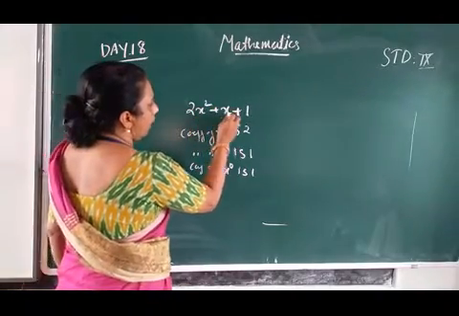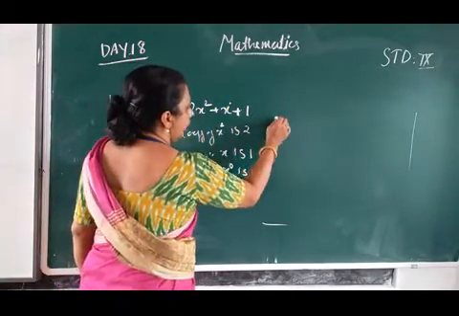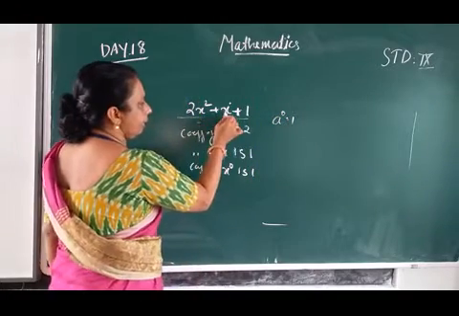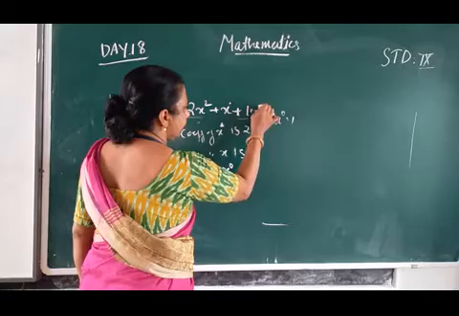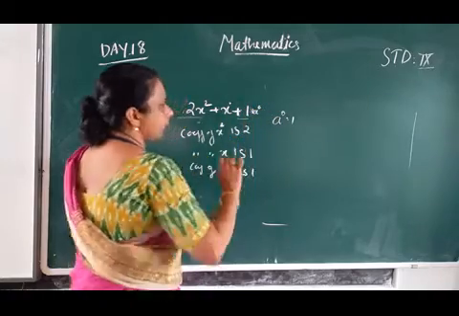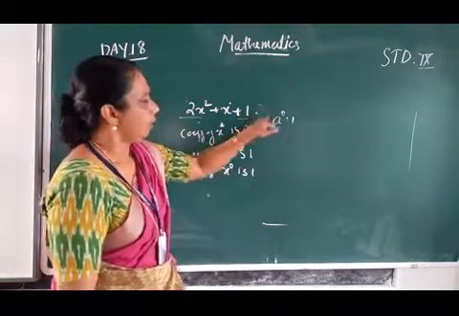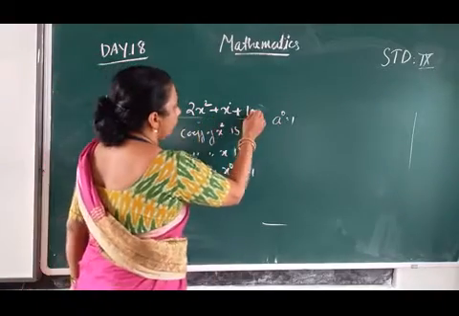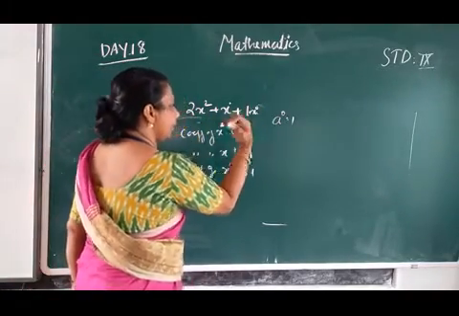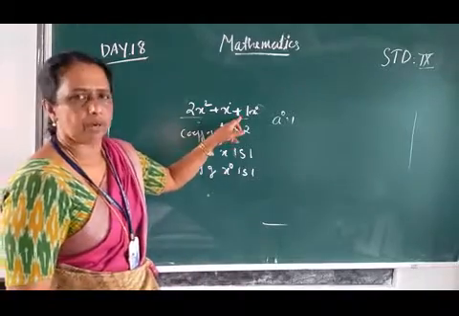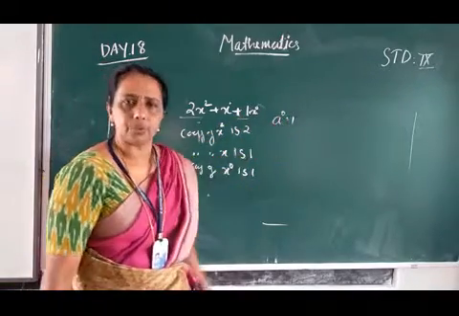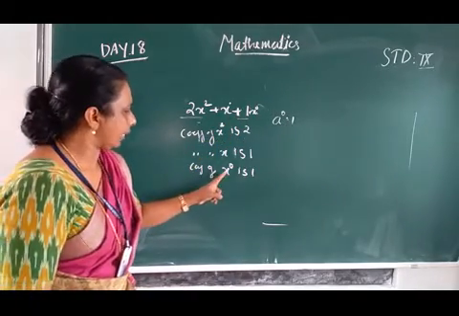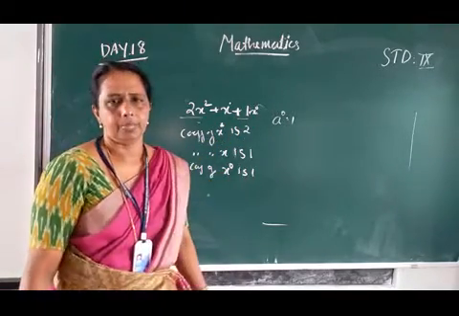Here, we know any number raised to 0 is equal to 1. This is a polynomial in the variable x, so we can write here 1 into x raised to 0. But simply we write only 1, because any number raised to 0 is equal to 1. So we can say that this constant term is the coefficient of x raised to 0, which is 1.